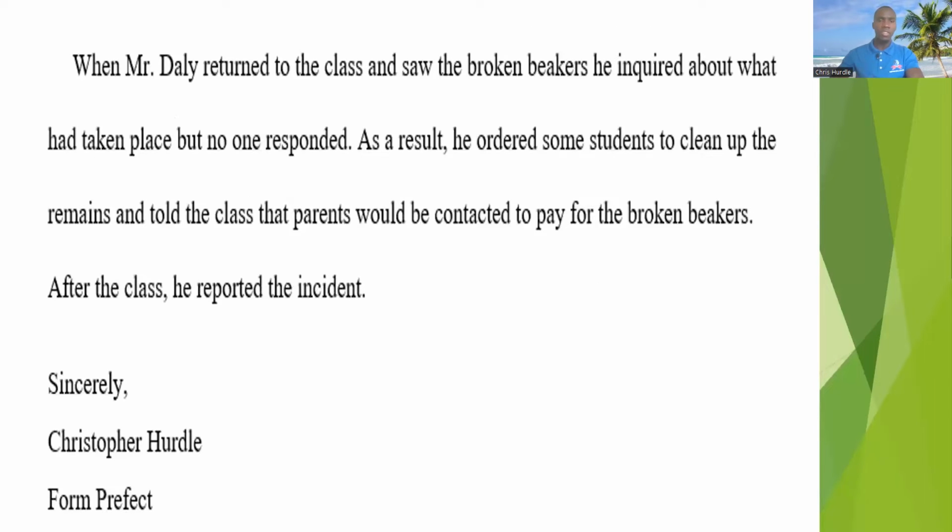When Mr. Daly returned to the class and saw the broken beakers, he inquired about what had taken place, but no one responded. As a result, he ordered some students to clean up the remains and told the class that parents would be contacted to pay for the broken beakers. After the class, he reported the incident.